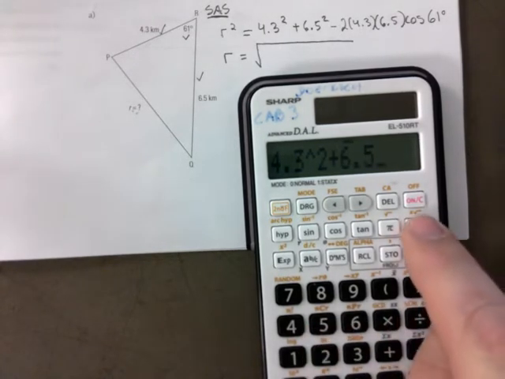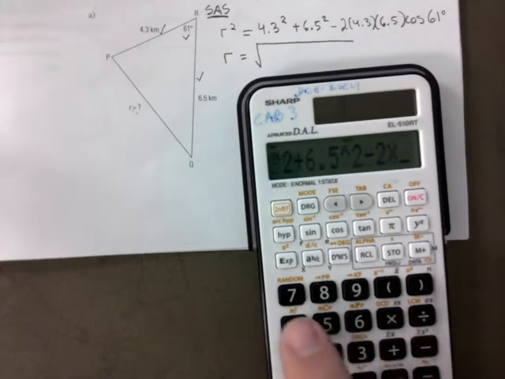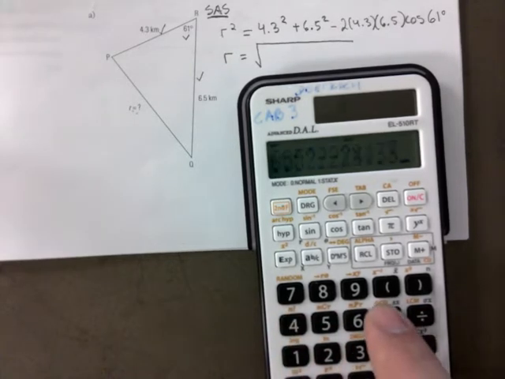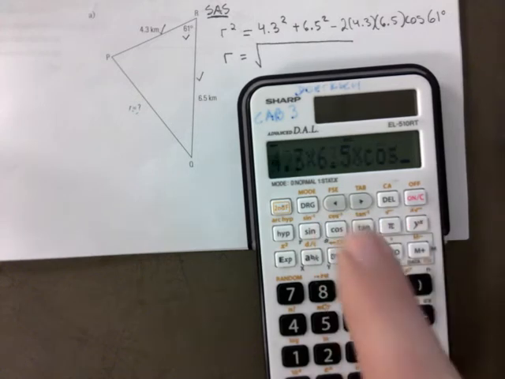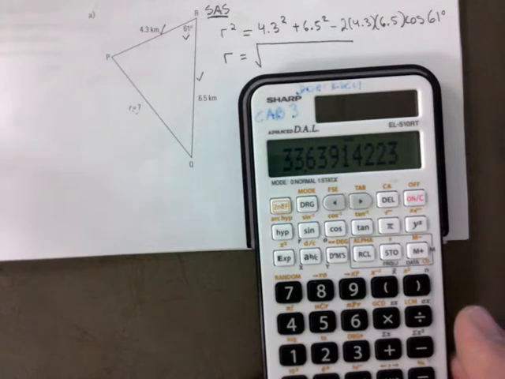6.5 y to the x squared minus 2 times 4.3 times 6.5 times cosine of 61 degrees. It's all in one shot. And then I press equals. That is what I get. And I hope you get the same. If not, I will help you out.